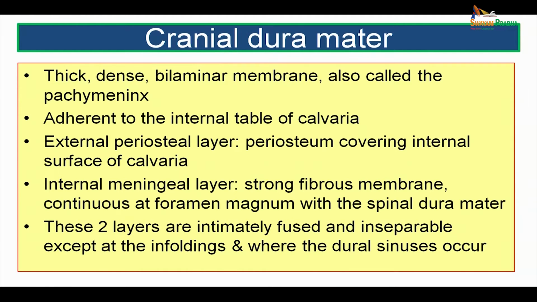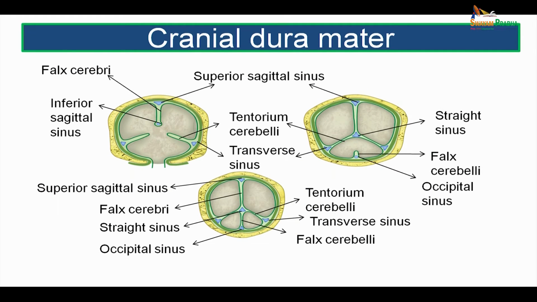This is a strong fibrous membrane which is continuous around the foramen magnum with the spinal dura mater. These two layers are intimately fused to each other and are inseparable except at places where the meningeal layer goes deeper in folds, and that is how it gives rise to the dural folds within which the dural sinuses are placed. This is a picture showing coronal sections passing through the cranium.